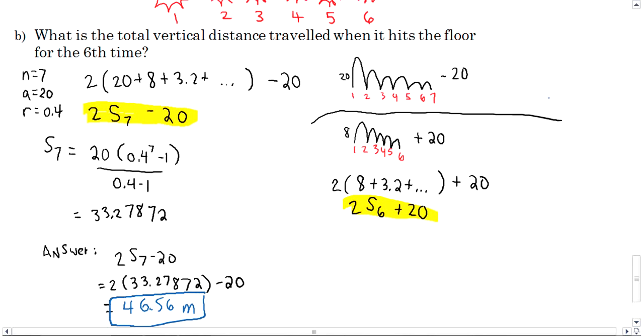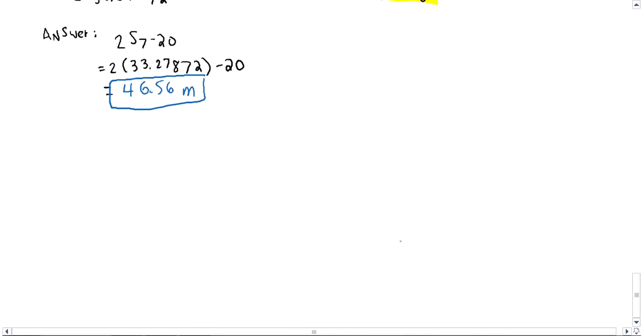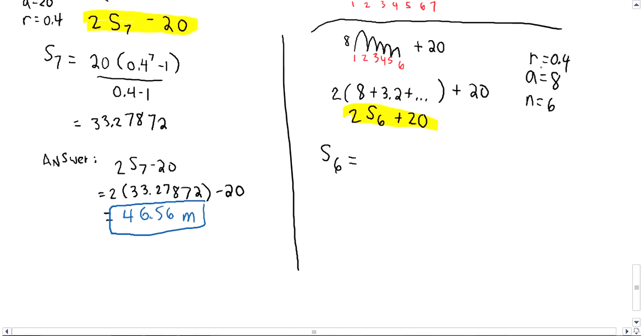Now let's try it the other way. If you understand all this, I suppose you can stop now, but if you want to see the other way, let's do it. This other method, the only difference here, you have to be careful. Your A is equal to 8 because you're starting off with 8, and then you're going to add 20 at the end. Also, N is equal to 6. There are only 6 terms here. So S6 is equal to this A, which is 8, times 0.4 to the power of 6 minus 1, over 0.4 minus 1.